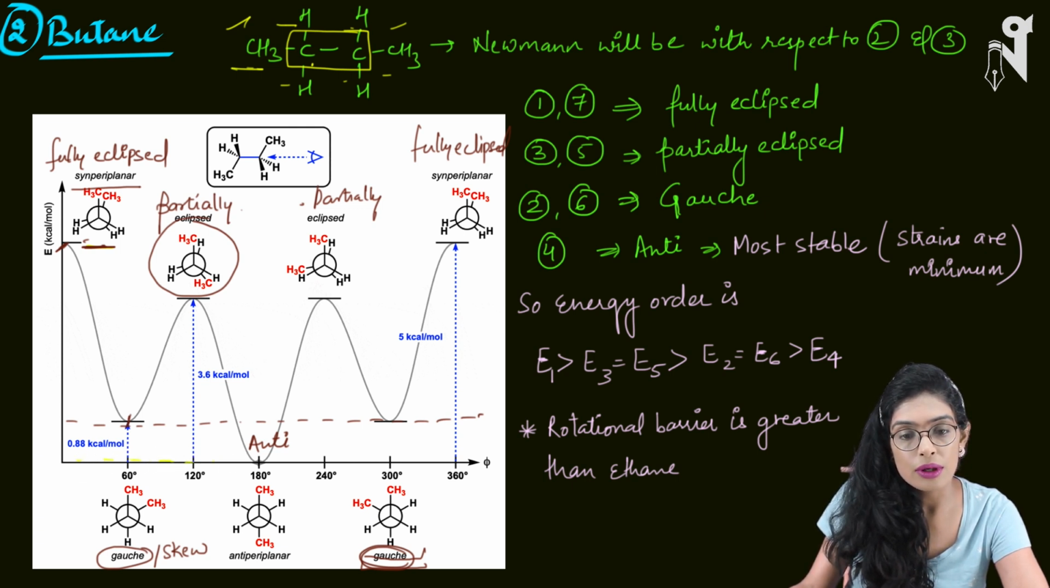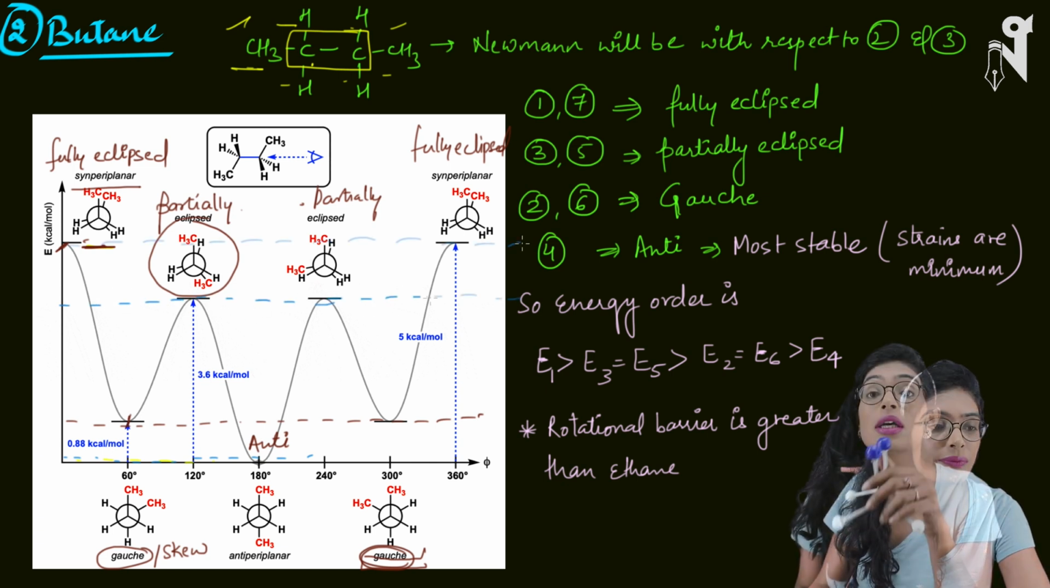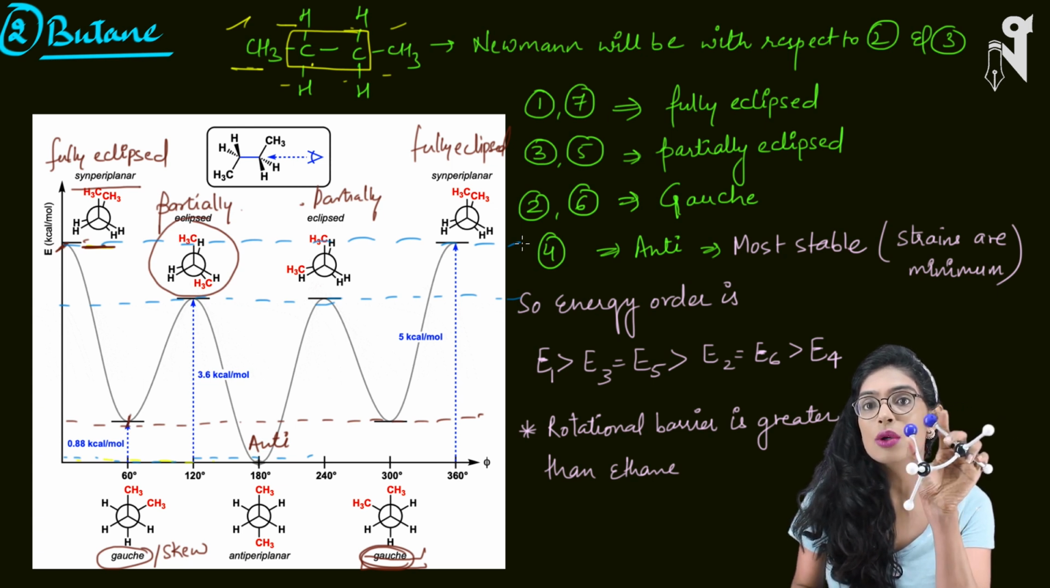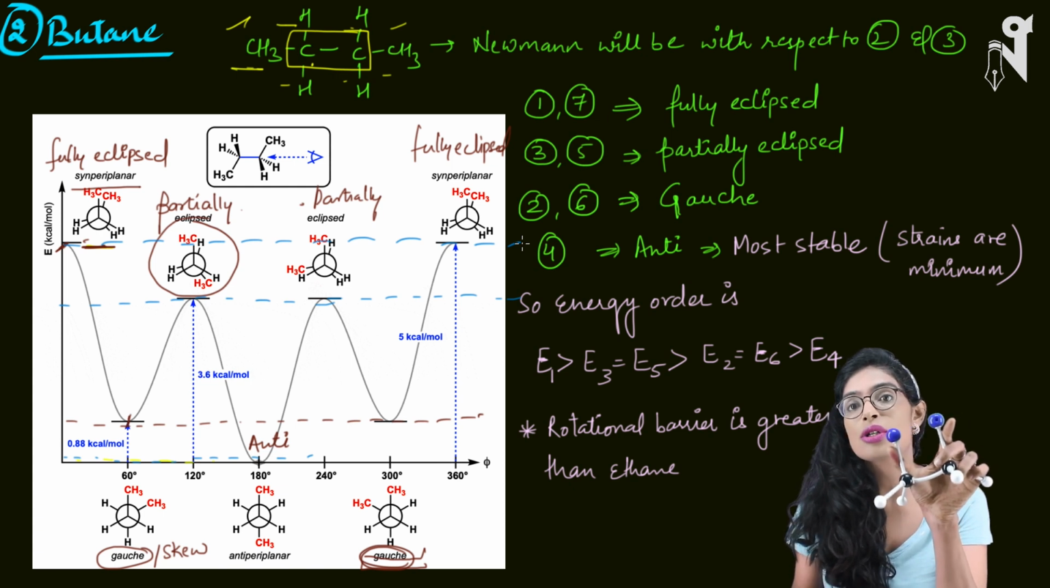This is my bottom. Just a second. So this bottom is one energy level, and this is one energy level. So there are four energy levels defined. In case of fully eclipsed, same groups are covering each other, hence the bigger groups are closer to each other. So this will have maximum van der Waals strain as well as the torsional strain.